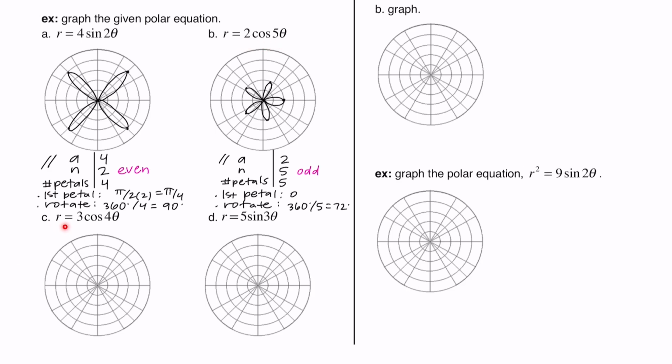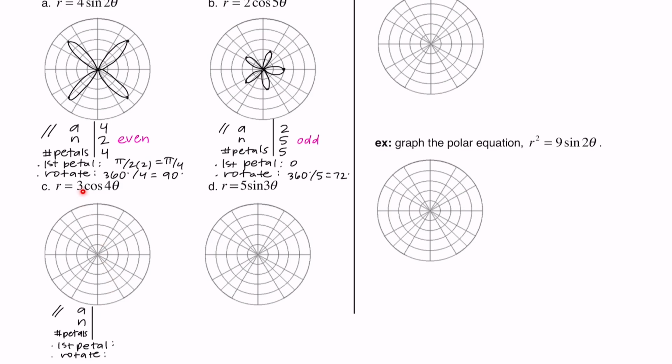This next one says r equals 3 cosine of 4 theta, so we'll start it the same way by identifying a, n, and the number of petals. And I'm going to go ahead and fill it in. A is 3, n is 4. 4 is even, so there's going to be 8 petals. The equation has a cosine in it, so the first petal is going to start at 0. And then we're going to rotate 360 divided by the number of petals. So now that we have everything identified, let's go ahead and graph it out.